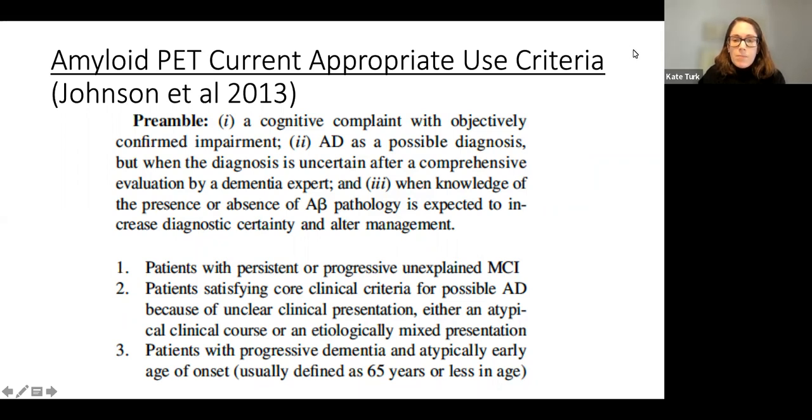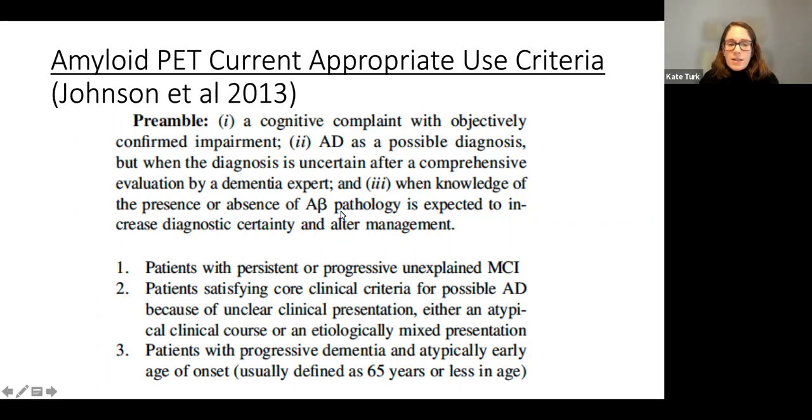And these are the groups of patients we want to consider ordering an amyloid PET for, if it's available. There has to be a cognitive complaint or some objectively confirmed impairment on neuropsychological testing. And then Alzheimer's disease has to be in the differential if we're considering ordering these scans. And that's the case after they've been seen by a dementia expert. And then we also have to think that getting this scan is going to change our diagnostic certainty or alter management in some way that's clinically actionable.